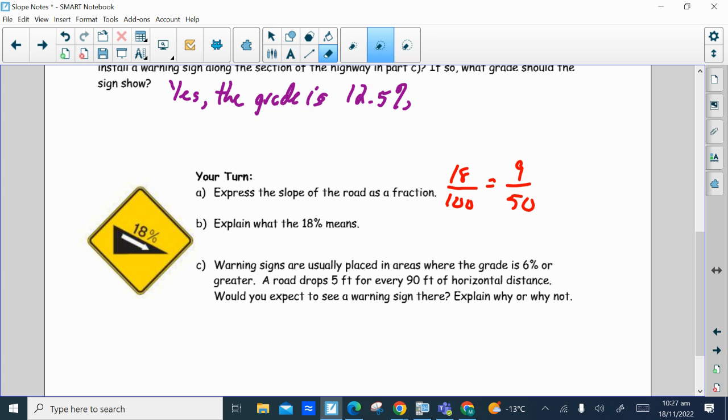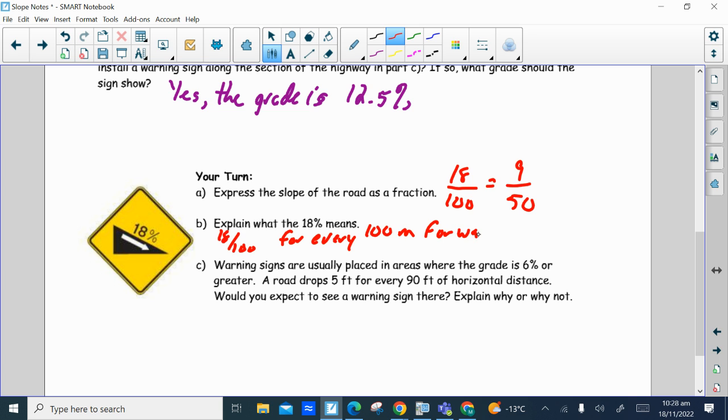Explain what 18% means. Well, it means that for every 100 meters forward, because it's 18 out of 100, the road drops 18 meters. That's what it means.